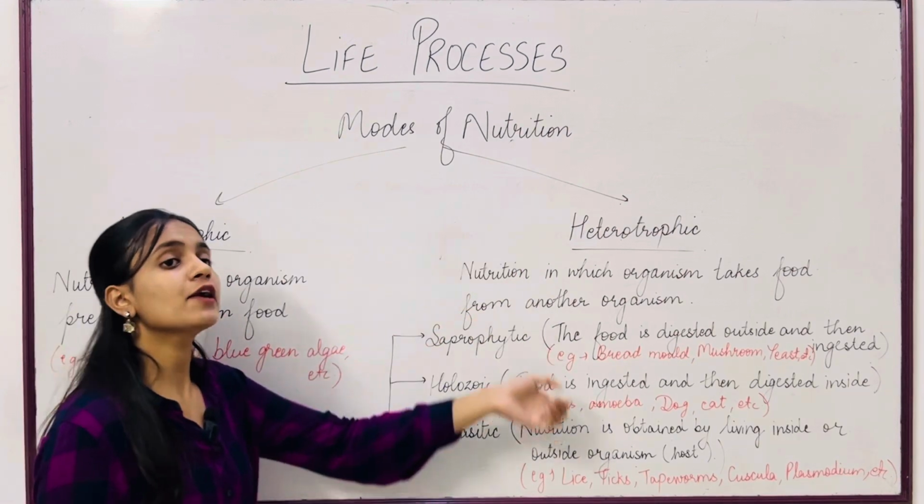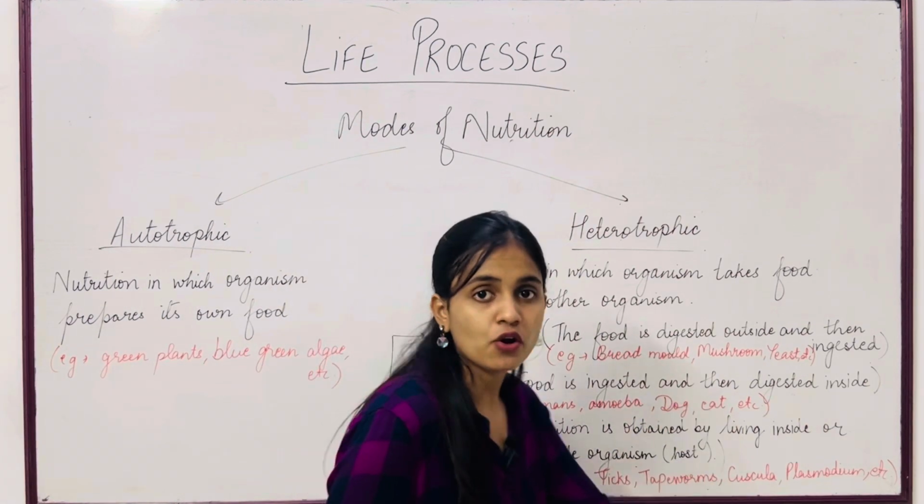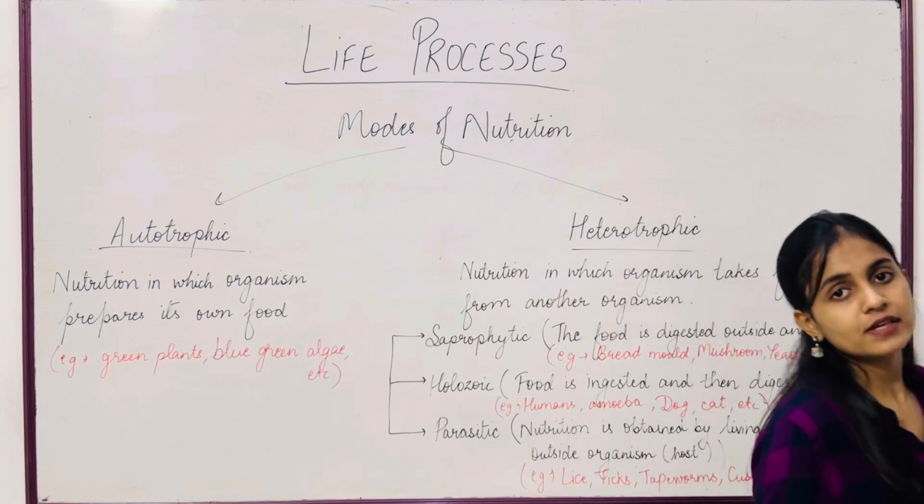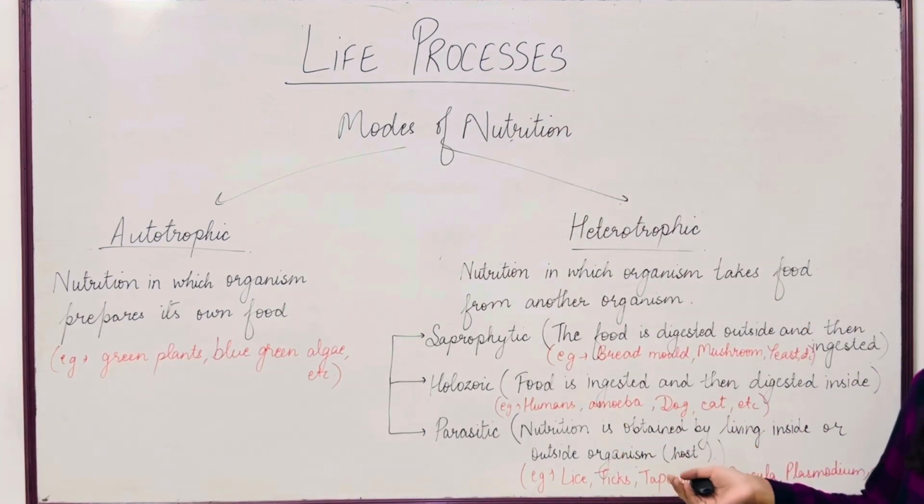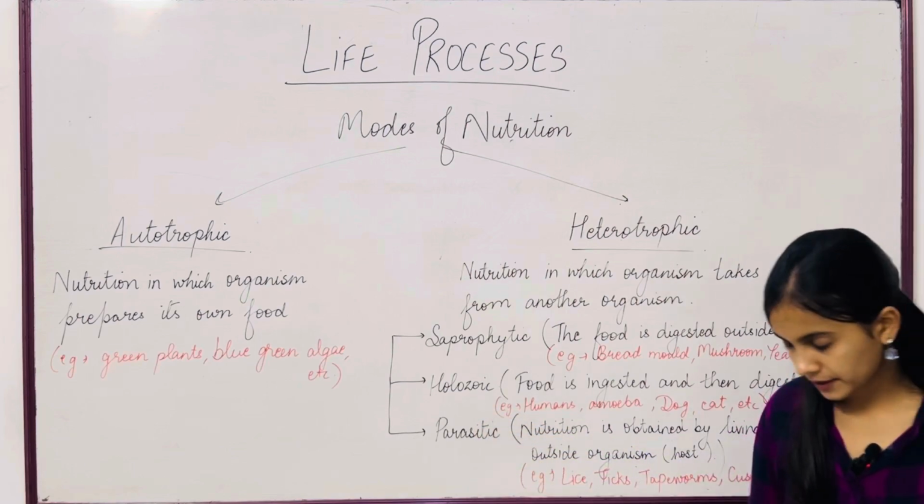Now we will be discussing heterotrophic nutrition. The nutrition in which an organism takes food from another organism, meaning it is dependent on another organism for its requirement of nutrients. These are of three types: saprophytic, holozoic and parasitic.